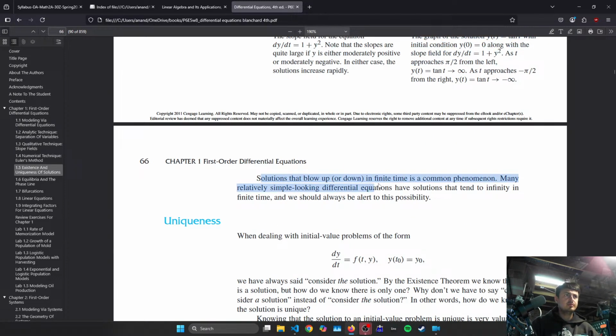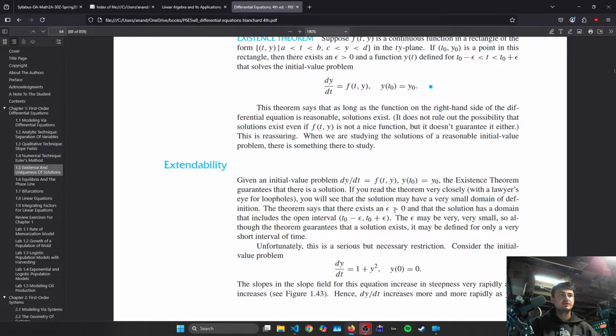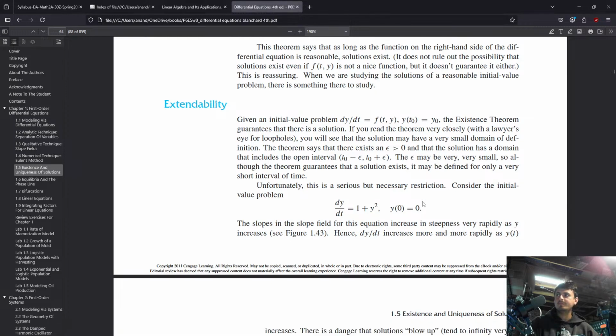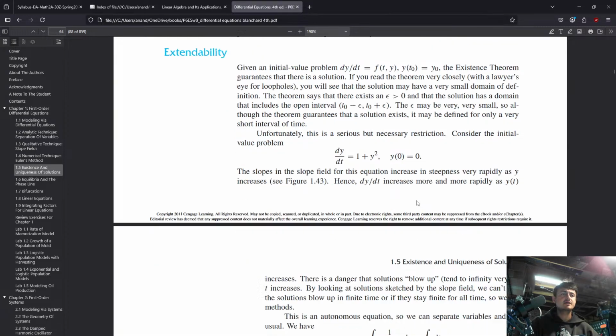Solutions that blow up or down in finite time is a common phenomenon. Many relatively simple looking differential equations have solutions that tend to infinity in finite time. I'm actually surprised because if you had asked me, do you think this thing blows up? I would have said no. But it does.